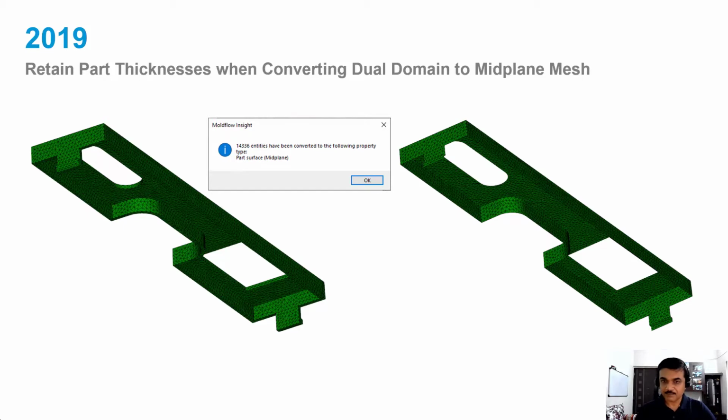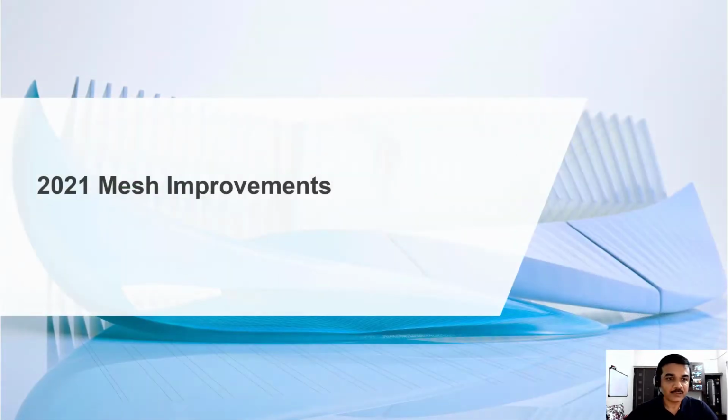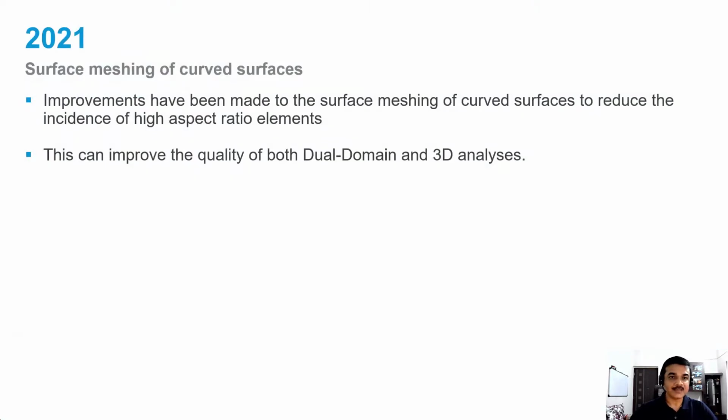Let's look at the announcements in the latest version, the current version of 2021. We made an improvement in the way the surface mesh of curvature surfaces is represented. At some point we had seen that high aspect ratio elements were being created, but that has been fixed now. This has improved the quality of both the dual domain and the 3D mesh.